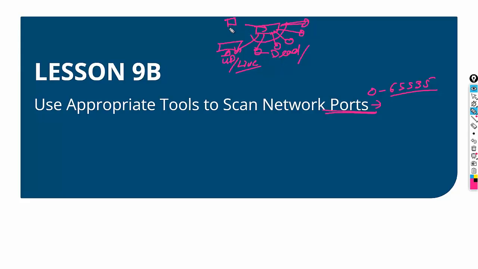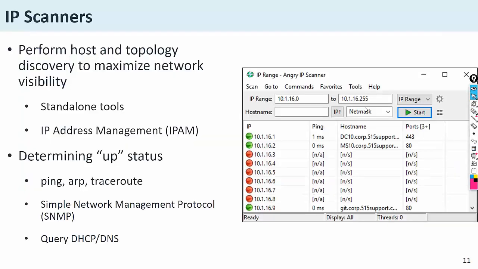So you sit on one computer and scan the whole network to identify running systems, up systems and dead systems. You can also find out how many ports are open on the target machine. How can you do it? Simply, you need a tool. There is a tool called Angry IP Scanner. This tool is available online, and you can just download it.